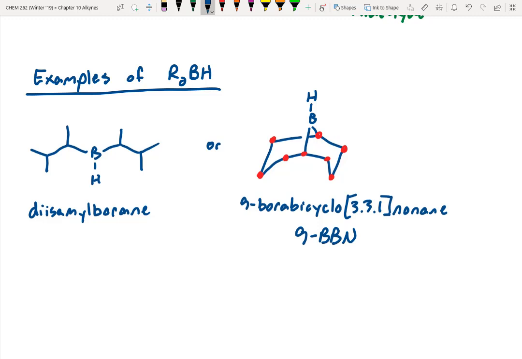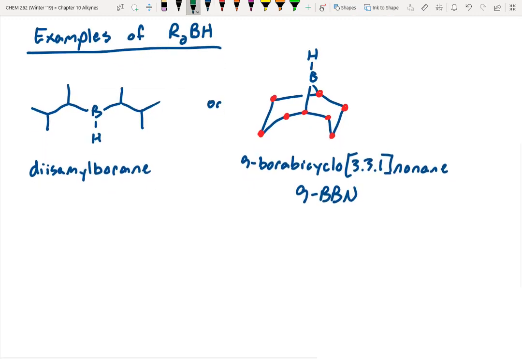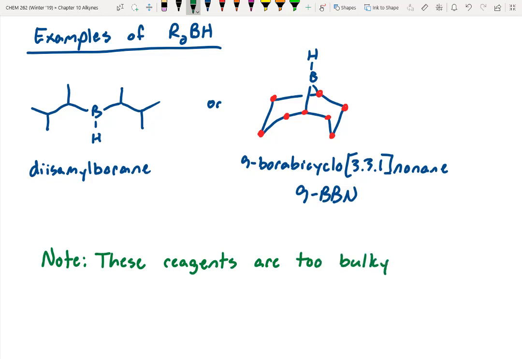Yeah. So these reagents are too bulky to react more than once. They'll only react with alkynes. So let's make a note of that. Meaning it's a lot easier to control these reactions.